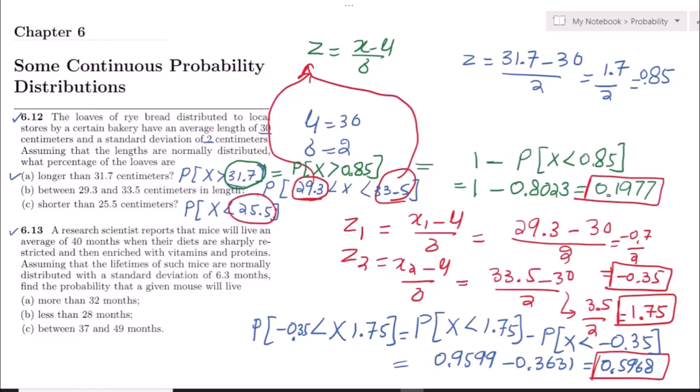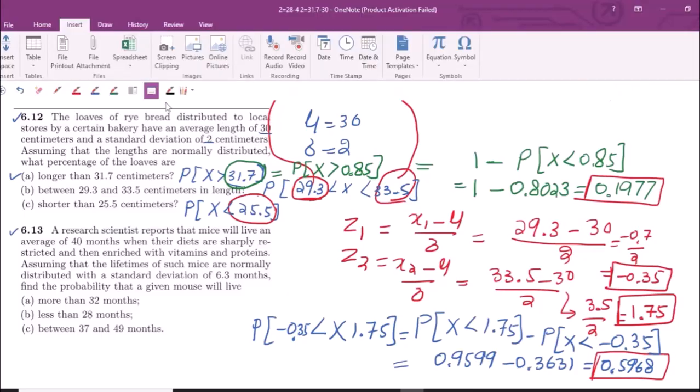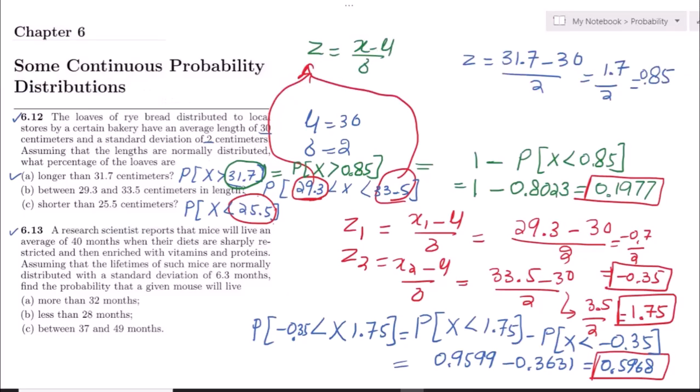First of all, you have to convert it to Z as well. Okay, so let me convert this value to Z by using another color. Let me use this black color here. So the value for Z is 25.5 minus mu, which is 30, divided by 2. So this is minus 4.5 divided by 2. Therefore, the value of Z would be minus 2.25.